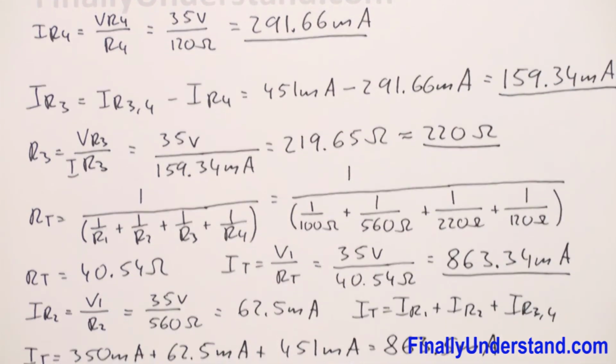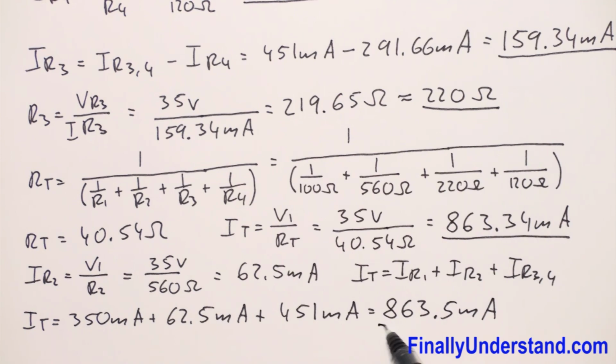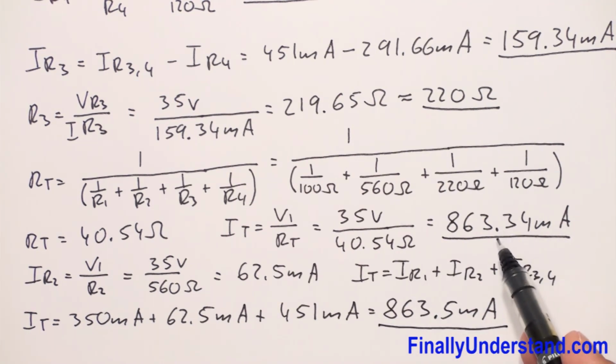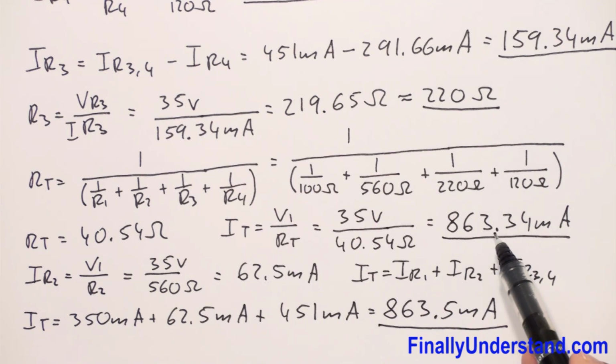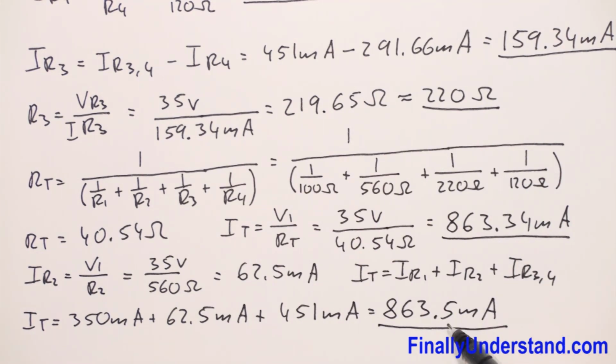So now we can compare the values of the total currents. This is the current which we got before by using Ohm's law, and this is the current which we obtained by using KCL. As you can see, these values are very close, so it means that all our answers are correct.